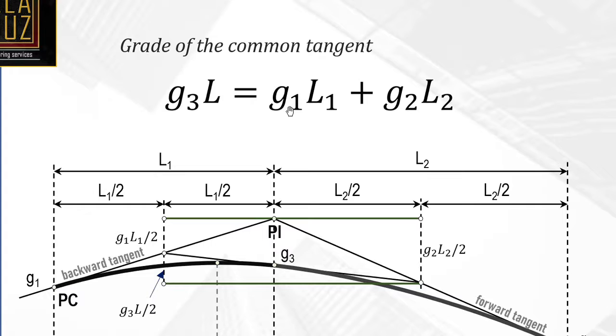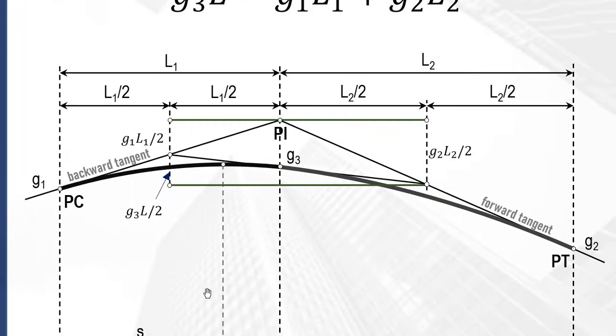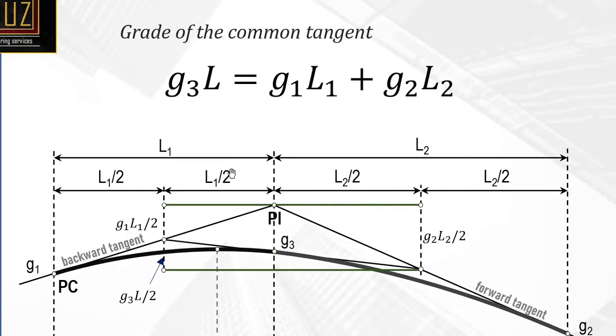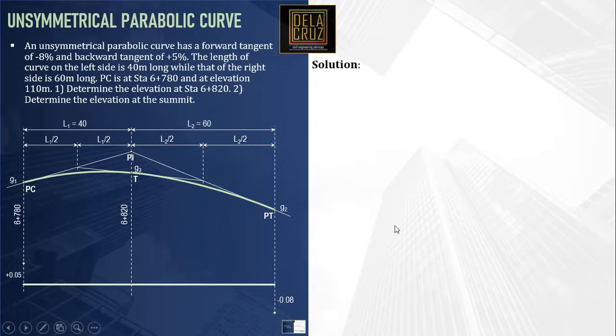So this is the general formula. Of course, one of these two grades must be negative. By the way, this is also applicable if the curve is downward, or a sag curve. All right, so let's first calculate the value of G3 before we draw our grade diagram.